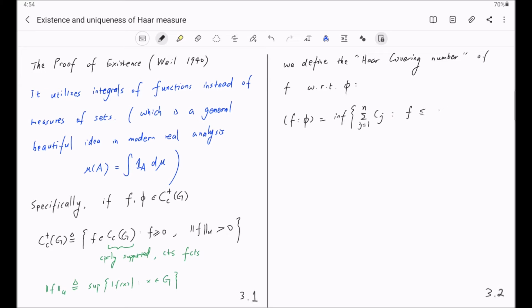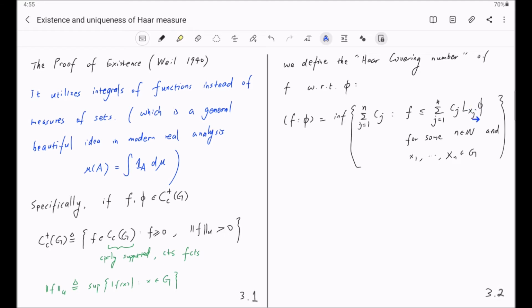f less than or equal to the summation of c_j times L_{x_j} of phi, from 1 to n. I'm going to explain this notation soon, but let me first finish this sentence. For some positive integer n and x_1 through x_n in G.